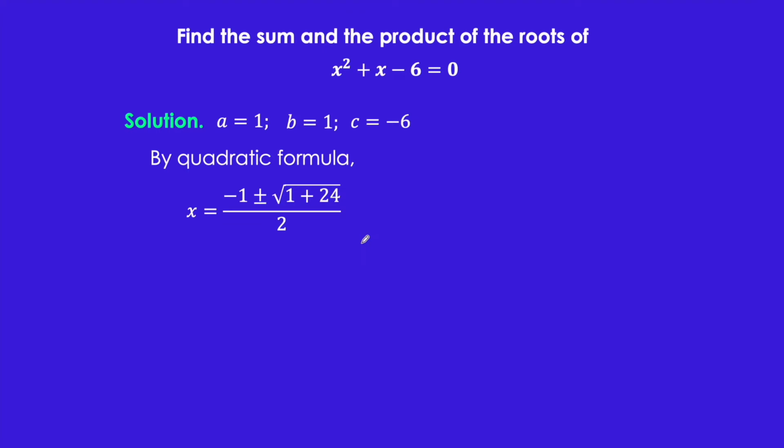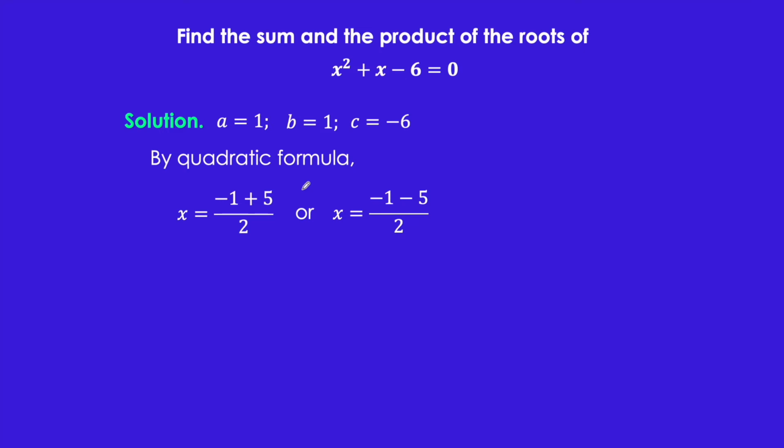Simplifying, we have negative 1 plus or minus the square root of 1 plus 24, all over 2. And 1 plus 24 is 25, and the square root of 25 is 5. Since 25 is a perfect square, our roots are rational numbers. Negative 1 plus or minus 5 all over 2, we can interpret this as negative 1 plus 5 over 2 or negative 1 minus 5 over 2.